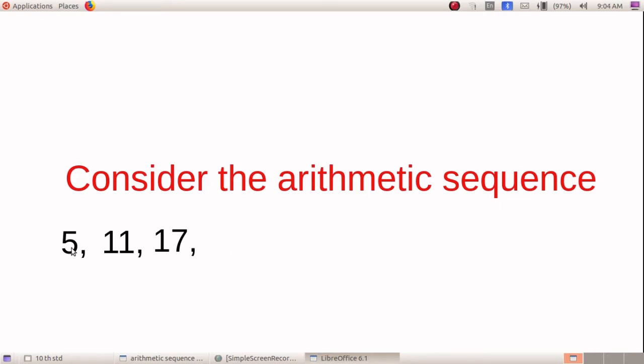And first number 5 is called the first term. 11, second number, second term. The numbers written in an arithmetic sequence are called the terms of the sequence. And so 5 and 11 differ by 6. 11 and 17 differ by 6. That means in an arithmetic sequence, adjacent terms differ by the same value. That difference is called common difference, because the difference is common.